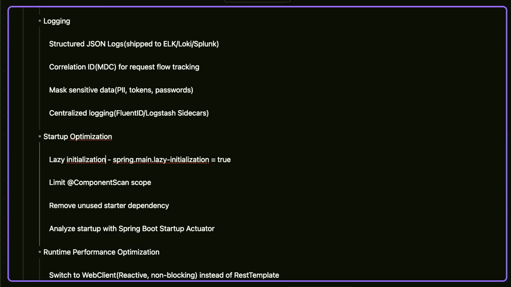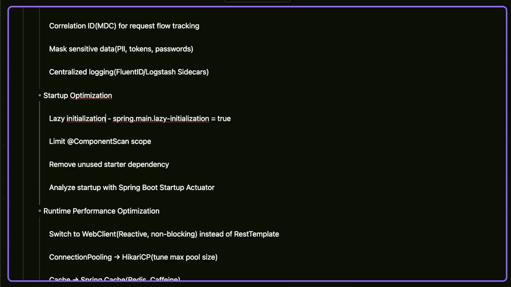The next topic is startup optimization. How have you optimized the startup time of a Spring Boot application in a production environment? In startup optimization, we have lazy initialization to delay bean initialization until needed. Then we also limit the component scan scope, using @ComponentScan to include only essential packages. Avoid creating any unnecessary beans during startup, especially for time-intensive services. Remove unused starter dependencies. Also analyze startup with the Spring Boot startup actuator.